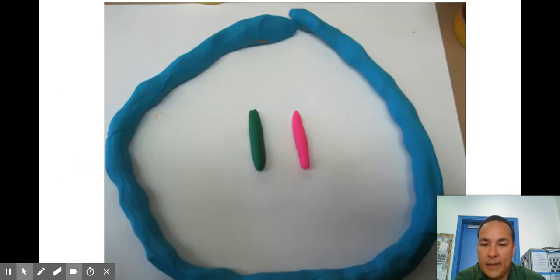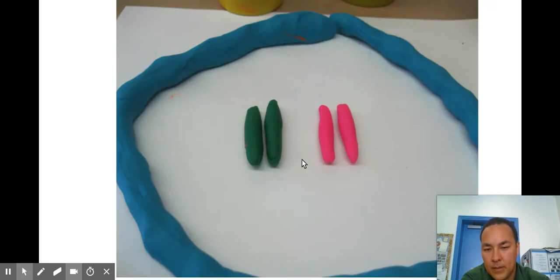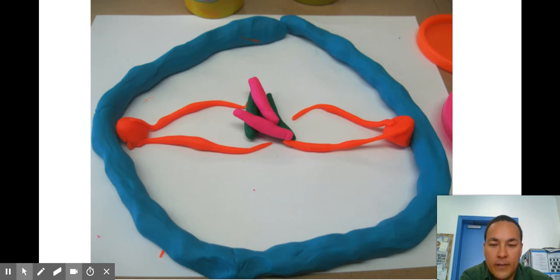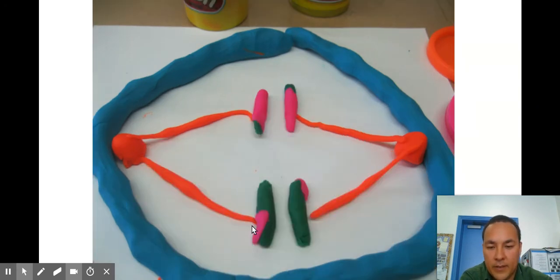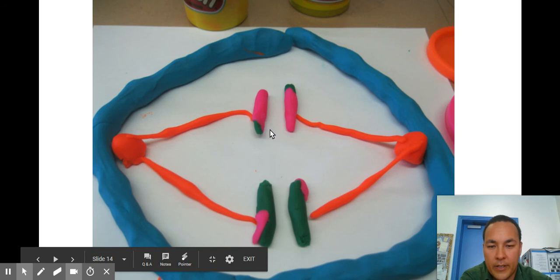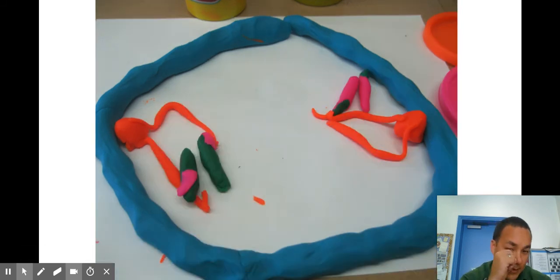All right, here is a model of it with Play-Doh. So I encourage you to try and make something like this. This would be the homologous pair, same size, same genes, dad, mom. Okay, they copy each other, they get replicated during S phase. Here you go. Now they're going to engage in some crossing over. They've crossed over. They've exchanged some alleles. They separate, the homologs move to each side.